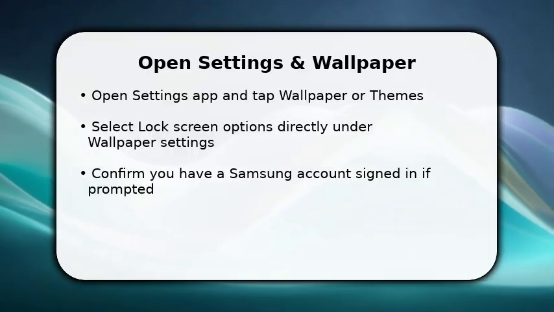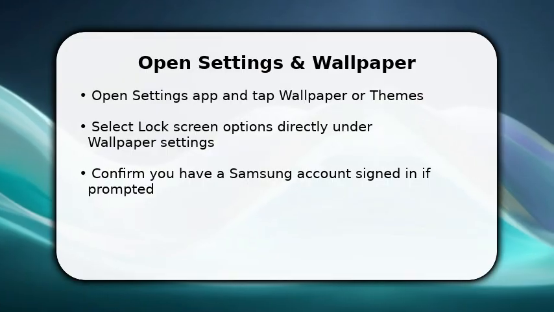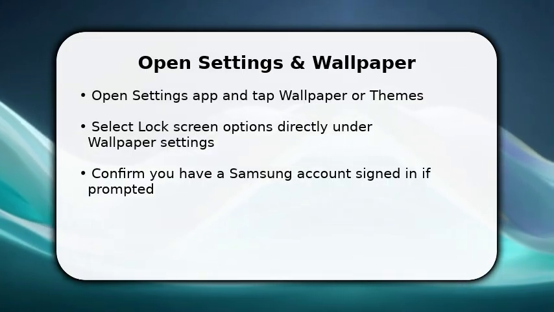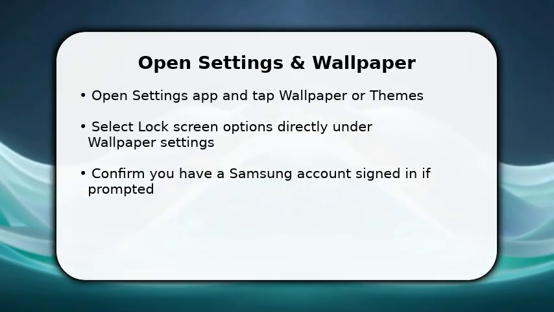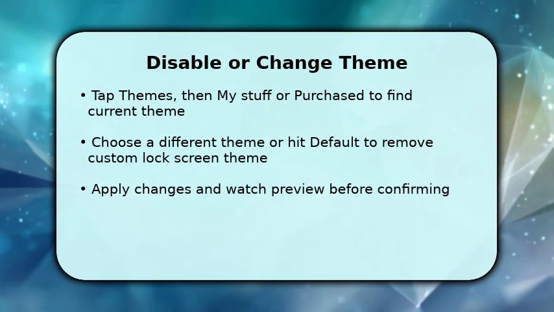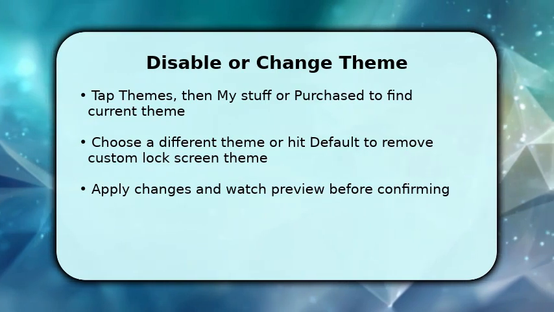If it is, deselect Lock Screen or choose Default. You're preventing the theme from loading on the lock screen, so the process is immediate. Now you'll dive into Themes My Stuff to find the active package and inspect its lock screen assets.